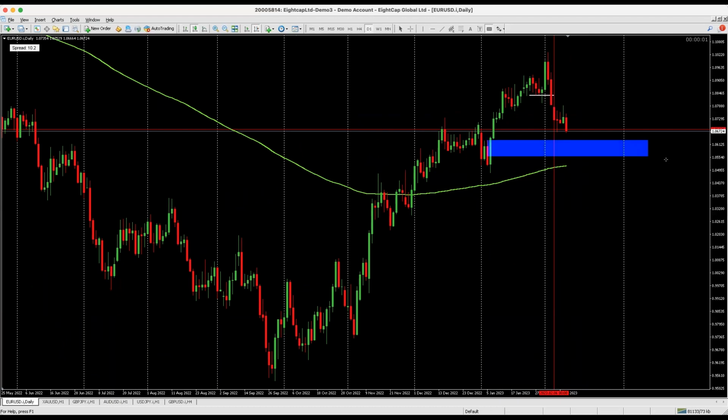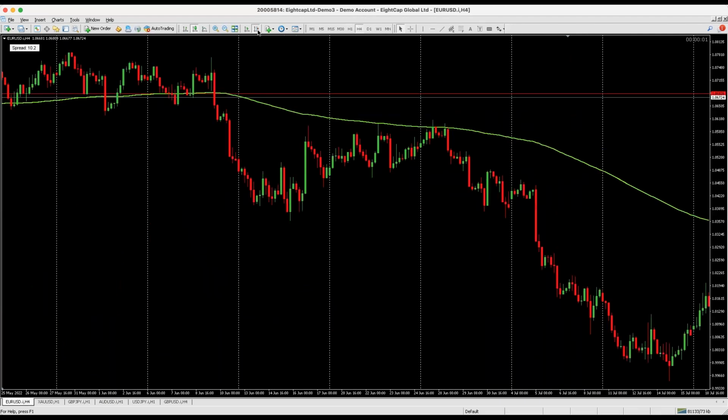So this is an area that I'll be looking out for as the final target. This is where I stop selling, because this is a high demand area. Price can just decide to drop here and then go all the way up again to continue in its bullish trend.